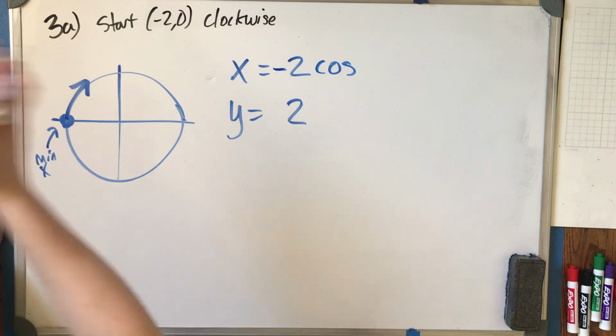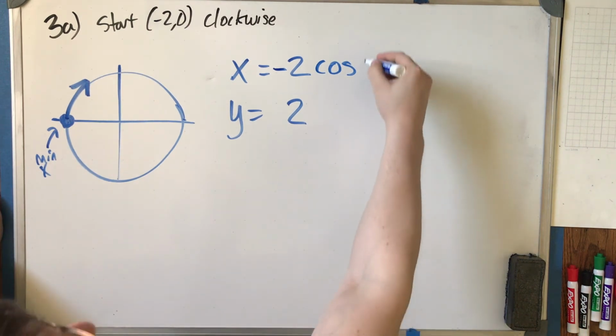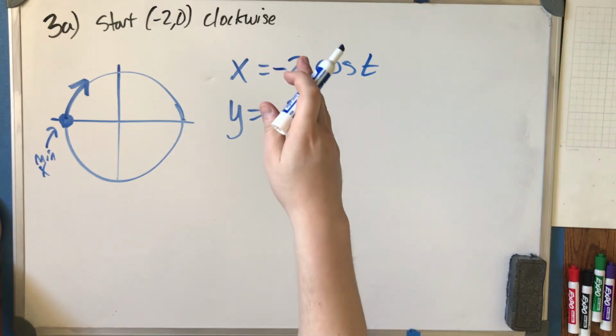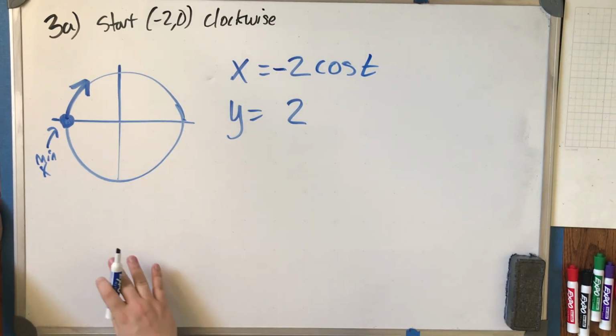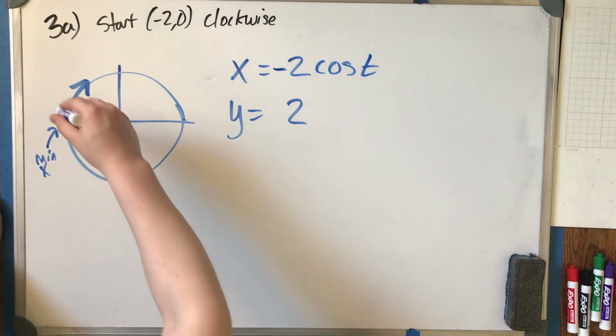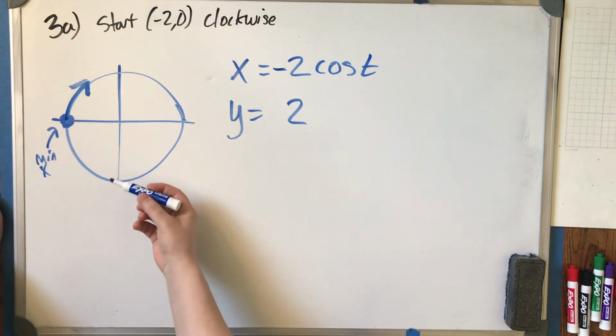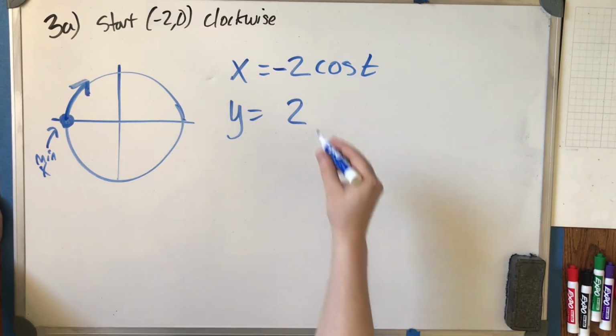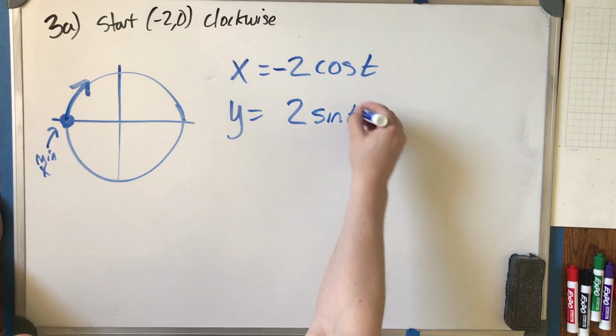Negative because I'm starting at a minimum instead of at a maximum. That means that my y equation will be the sine, because there's always one cosine and one sine when we're doing these, never both cosine or both sine. That would do really weird stuff. And that's going to help us capture the direction now. So the direction is that we're going in a positive direction. So that means that this is going to be positive sine of t.